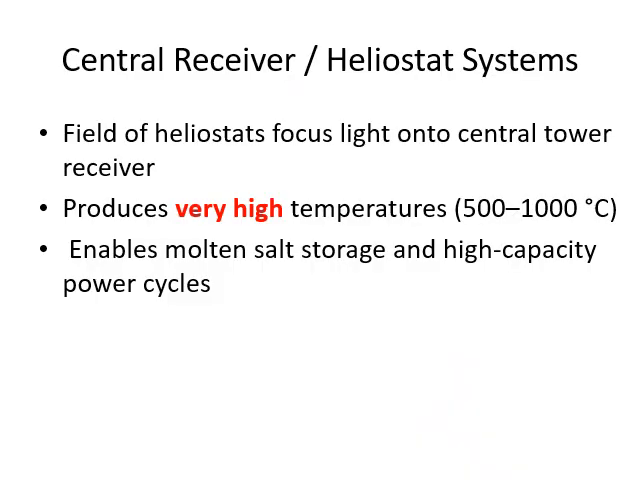Now we are going to have a look at a higher capacity concentrator, which is called the heliostat system. The heliostat system focuses light onto the central tower receiver. It's like a tower, so you can understand the reflected length, I mean the focal length, is quite long, but it also produces very high temperature, 500 to 1000 degrees Celsius. Since it's up to 1000 degrees Celsius, it is safer to use a heat transfer material like molten salt for high capacity power cycles.